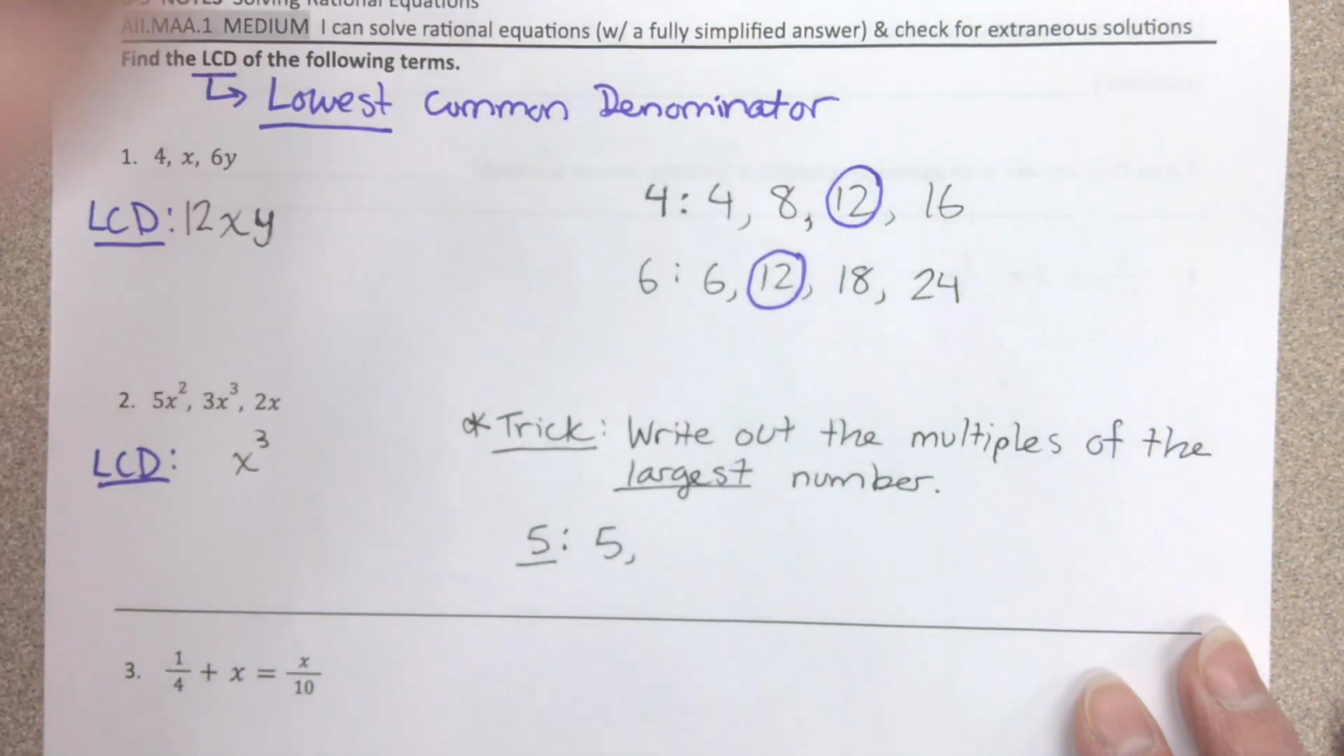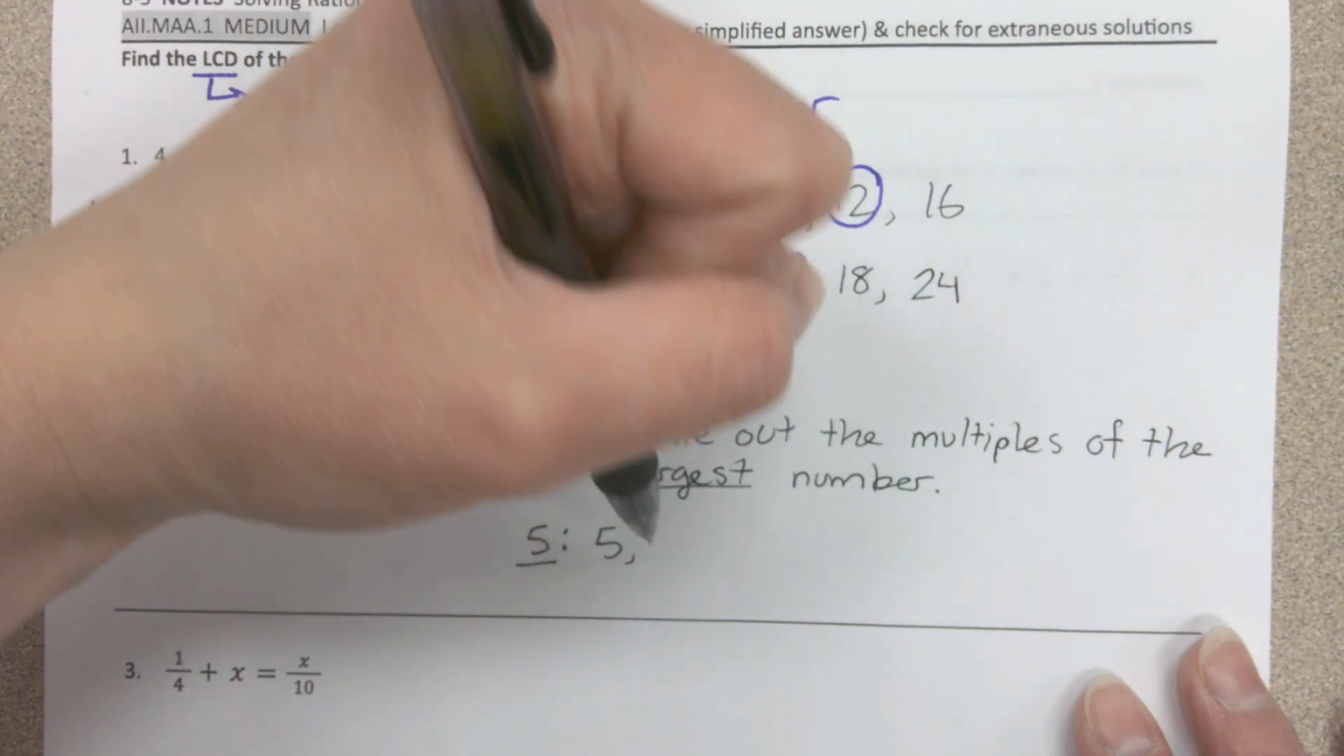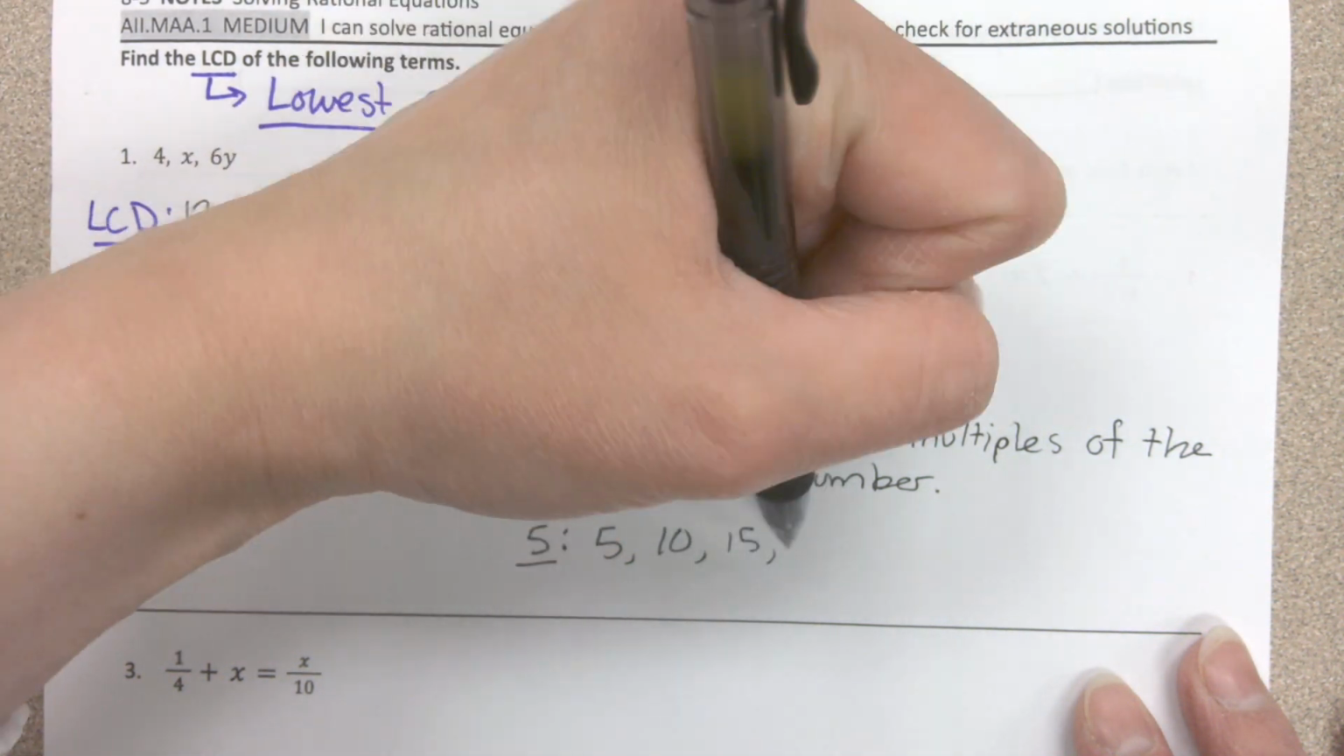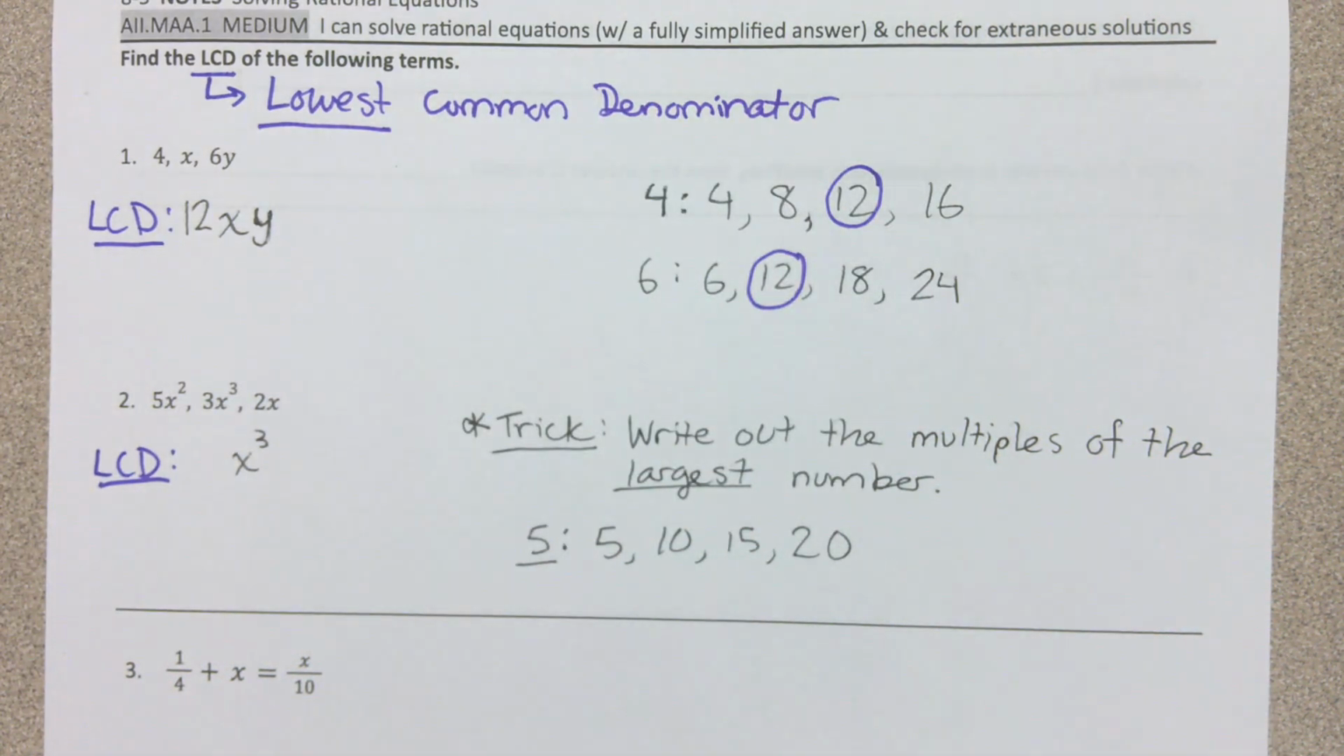So we'll go 5. I'm just going up from 5 from here. 5, 10, 15, 20. I'll stop there. We've gotten 4 out.